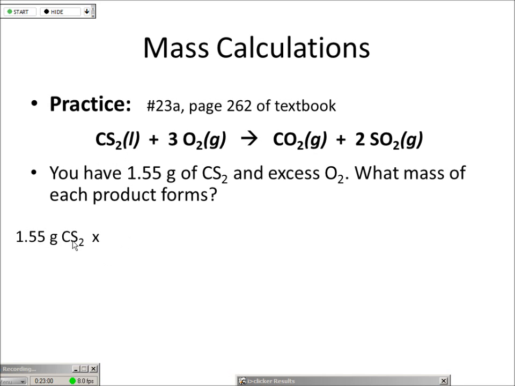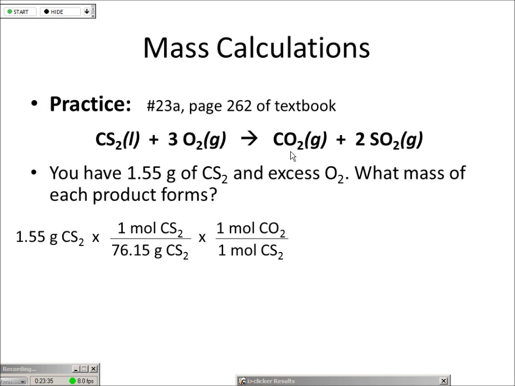So we need to convert this into moles. So we're going to use the molecular mass. So here's the molecular mass. We're doing the reciprocal of it. So instead of saying grams to moles, we're going moles to grams. And that'll convert it into moles. And then from moles, we'll have moles CS2 left over. We need to figure out how many moles of a product are formed based on 1 mole of CS2. So for CO2, that's a 1-to-1 ratio. There's 1 CO2 that's formed for every CS2. So we're going to use that conversion factor.